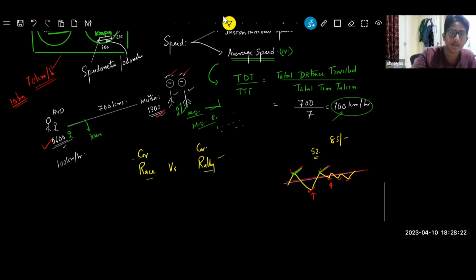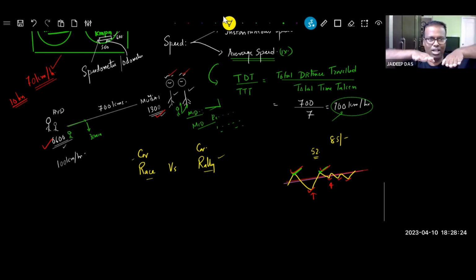First one who comes. So a car race means all the cars will be in one line and zoom. Whoever came first, give him a medal, give him a champagne bottle, give him a prize, finished. Right? Rally is not like that.